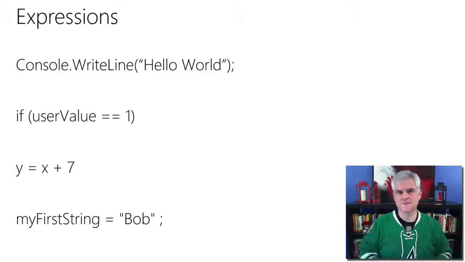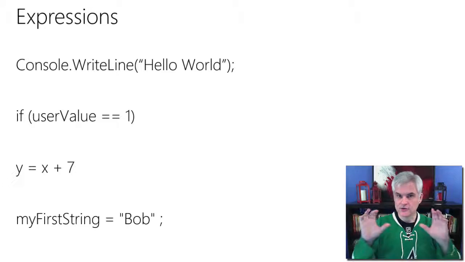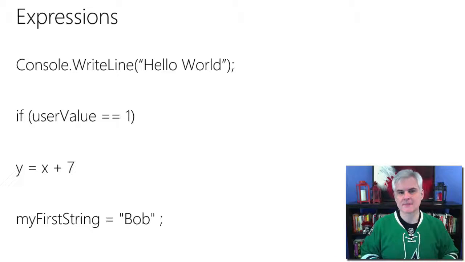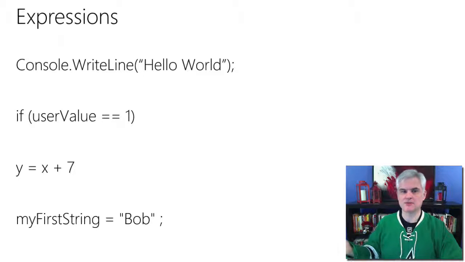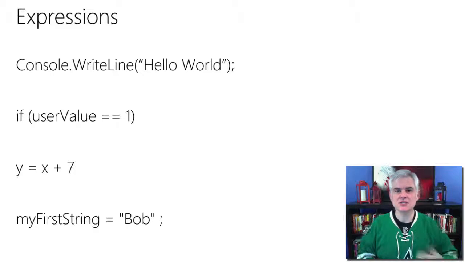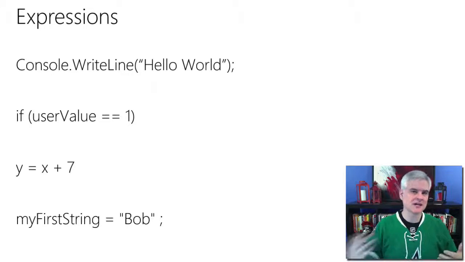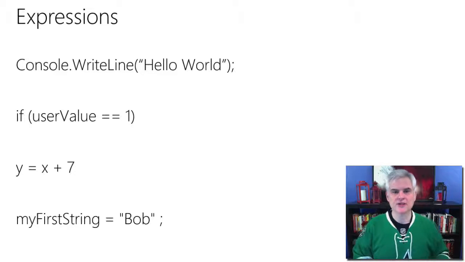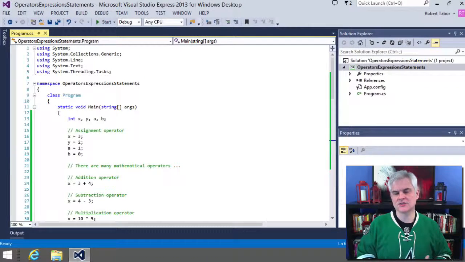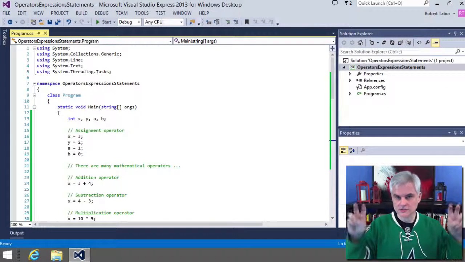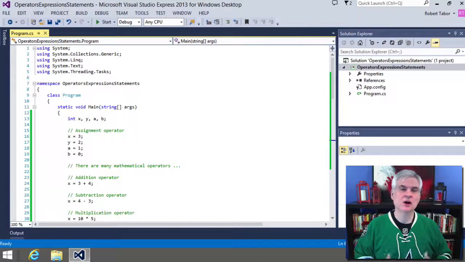Console.WriteLine("Hello world"). If userValue equals 1. y equals x plus 7, myFirstString equals "Bob", and there are many others. But each of these expressions have two things in common. They consist of operators and operands. Operands are things like objects, or for now just think of classes like the Console class. They're also things like variables or literal strings, and I suppose you could call these our nouns.